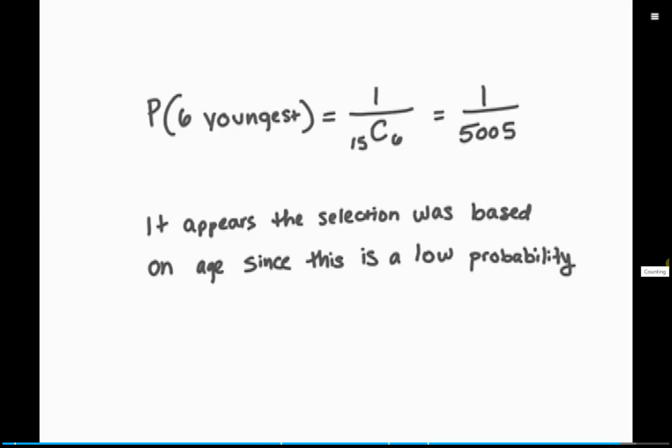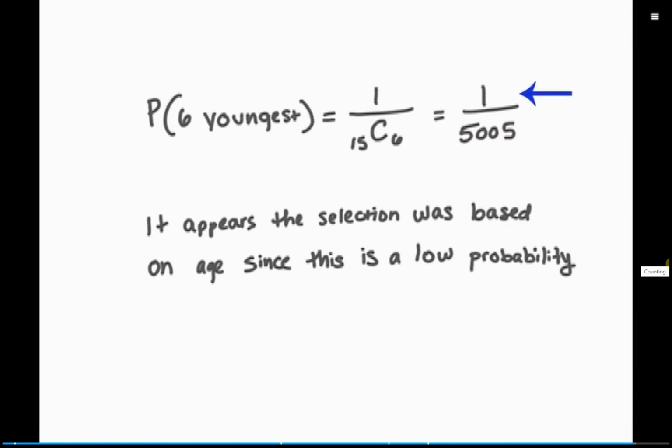Remember here, we're looking for the probability of selecting the 6 youngest in this particular study. Well, there's only one way to come up with the 6 youngest. That's why our numerator is, again, 1. But then we had 15 volunteers, and we're taking 6 of those 15 volunteers. That's a combination. So in this case, we take 15 taken 6 at a time to come up with 5,005. You should have come up with 5,005 there.